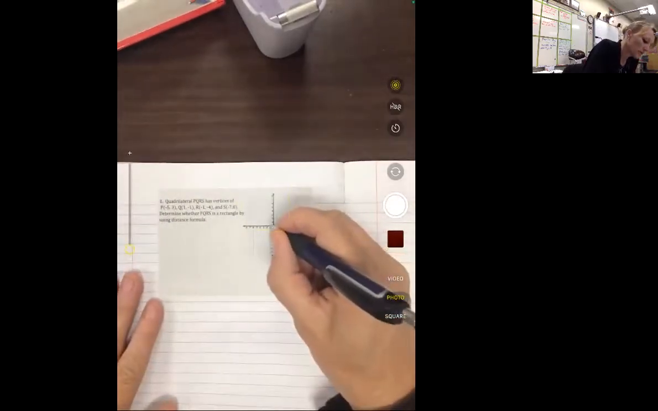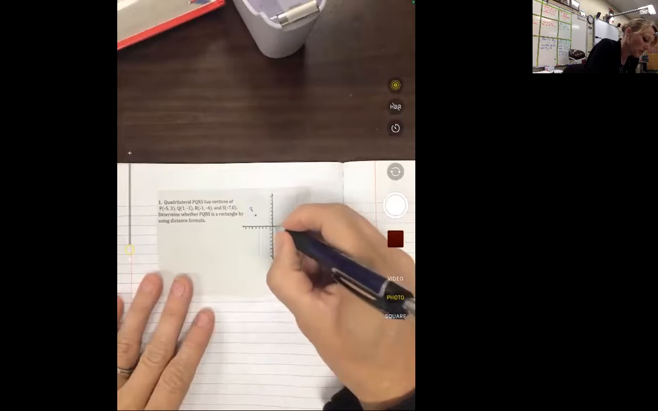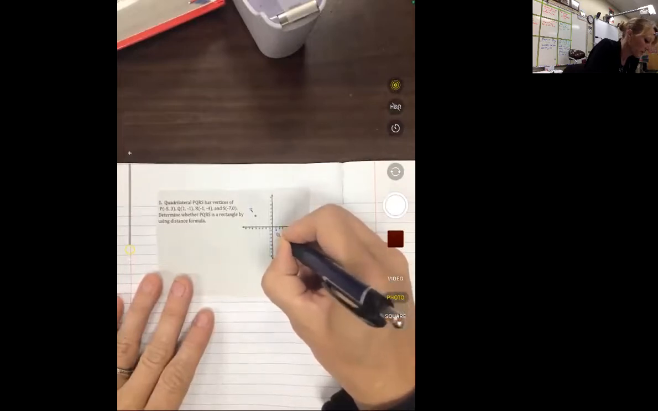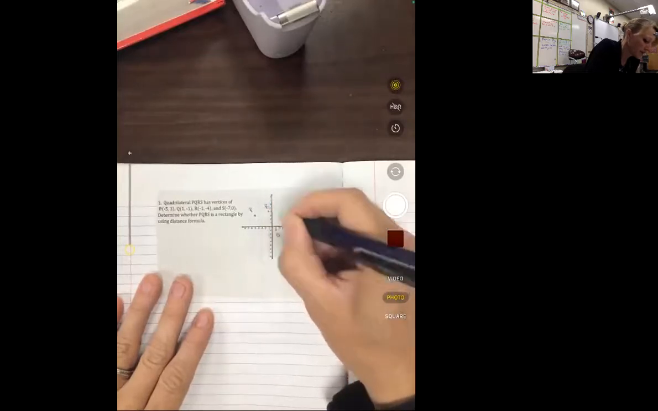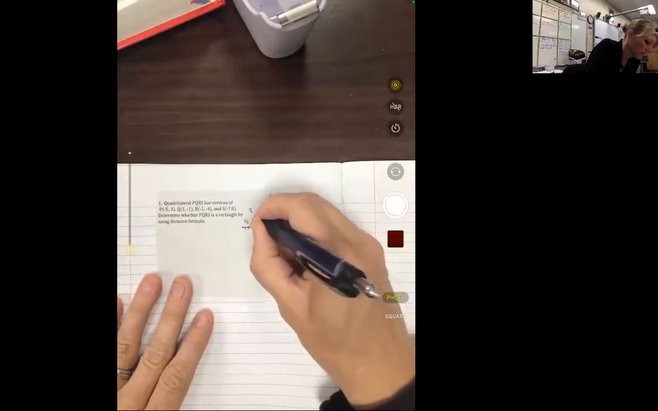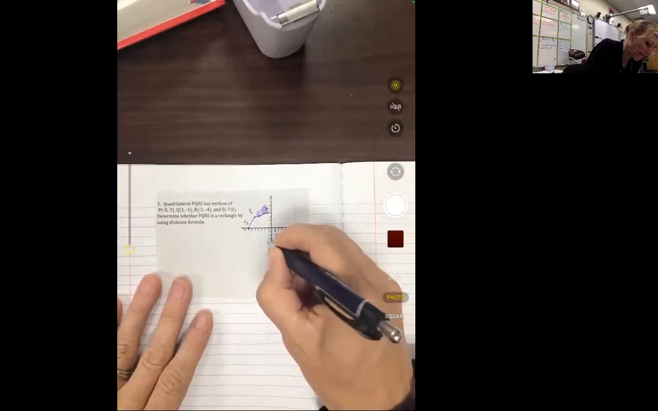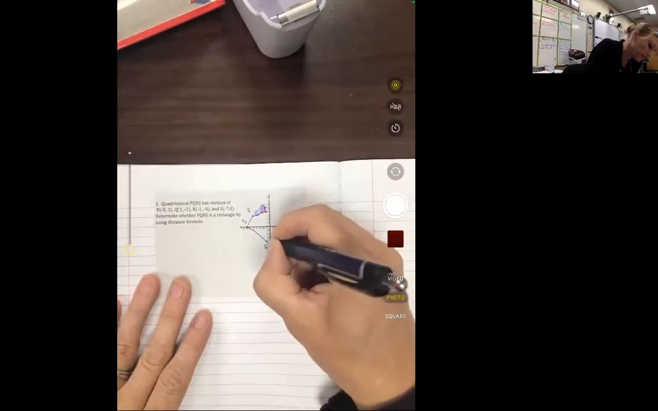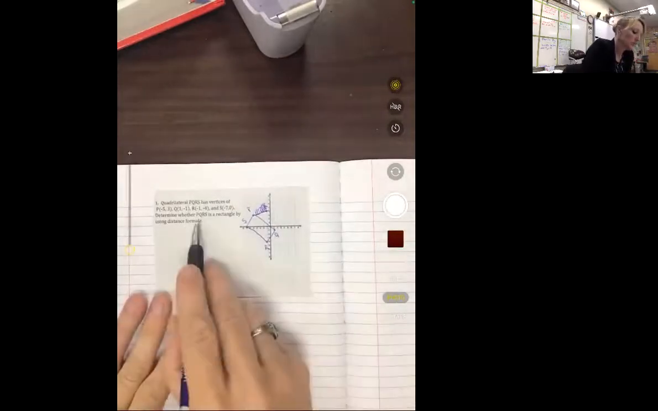So -5, 3 gives us P. Q is 1, -1. R is -1, 4. And S is -7, 0. Now, it is pretty darn obvious, unless I drew this wrong. Oh, R is -1, -4. That's why, because that guy's not right. That makes more sense. He kind of looks like a rectangle, doesn't he? So it might be a rectangle, but we need to prove it using distance formula.